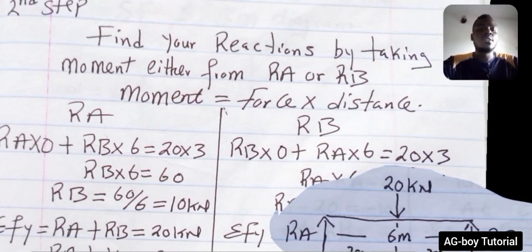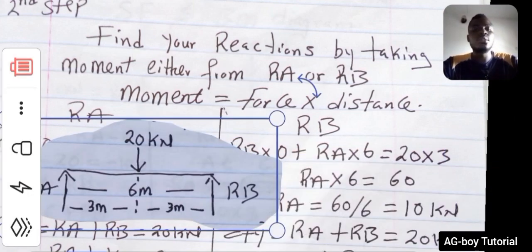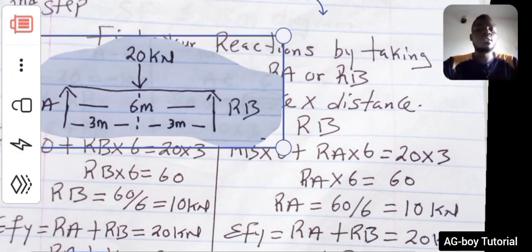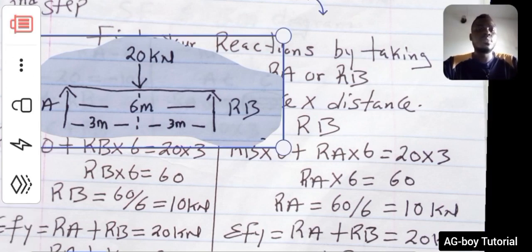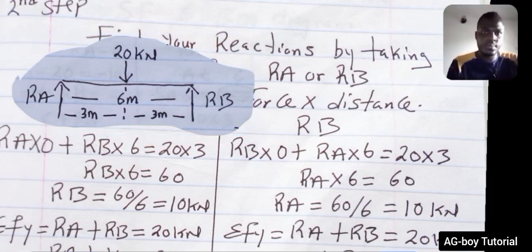Then for RB, in case you want to work for RB, this is how it's done. Okay, let me move my, it's too big, it's covering the space. Let me reduce it small. Okay, this is our RB here. We are taking moment at RB, and since we are taking moment at RB, we're going to have RB times 0. That is the force, which is the RB times the distance there, which is 0.